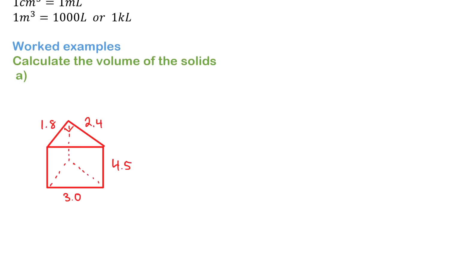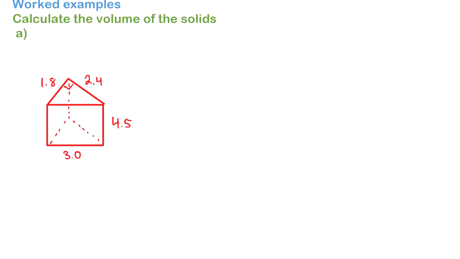Alright, so calculate the volume of the solid. So here we have a shape here. Now, what I would be doing is finding, I'll just do a different color here, the area of my triangular face, and then multiplying it by how far it goes down. That's the simplest way there.